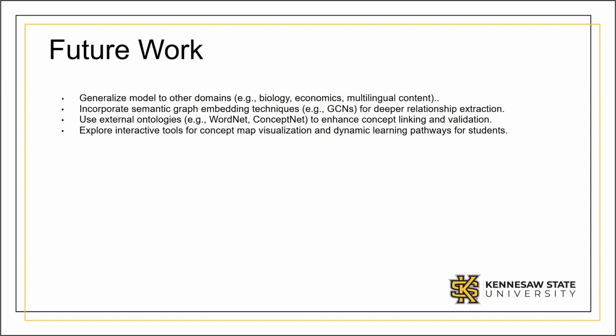Also, for concept relationships, we're looking into using graph neural networks. These models are designed to handle complex relationships in structured data and could help us find more meaningful, deeper connections between ideas, which are way beyond just sentence level co-occurrence. Another idea we had was to integrate external resources like WordNet or ConceptNet. These knowledge bases can help us verify concepts, avoid duplication, and even connect them to bigger ideas outside the text that could make our concept map more powerful and reliable.